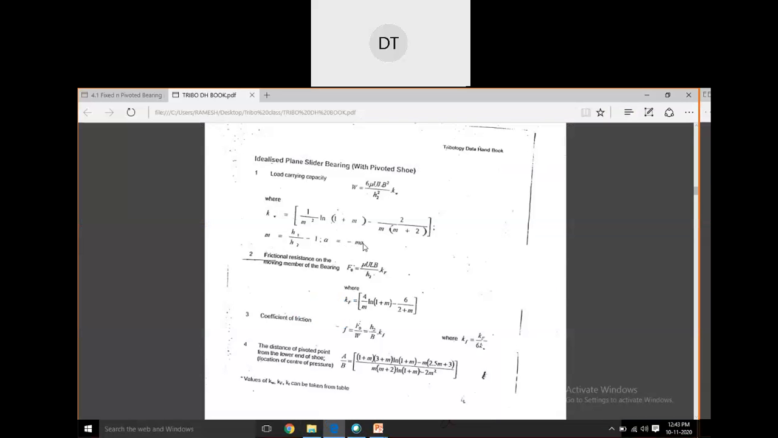Next, I introduce the term alpha. Wherever alpha is there, I just replace that alpha by minus m by a in the load carrying capacity. If you simplify, it gives the load carrying capacity for pivoted shoes. If it is in terms of alpha, then it is a fixed shoe, because the taper angle is fixed. If it is in terms of m and a, then it becomes the pivoted shoe equation.